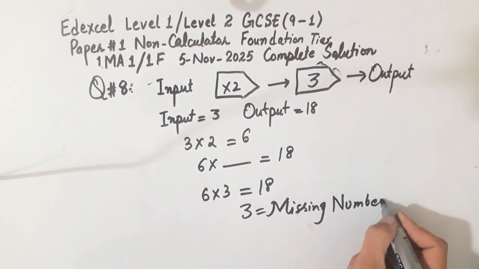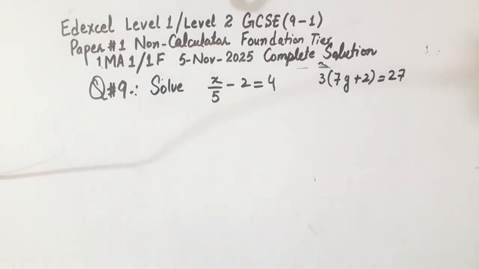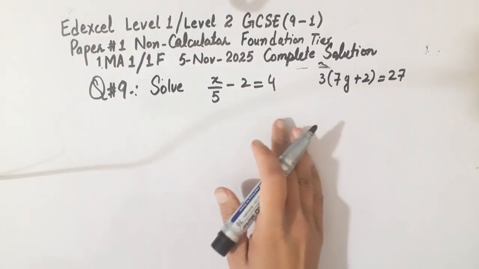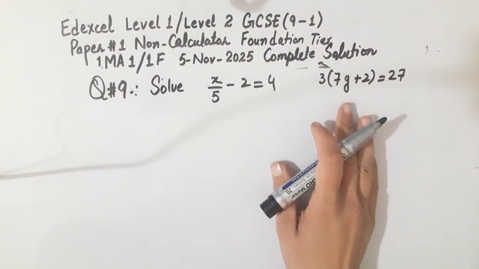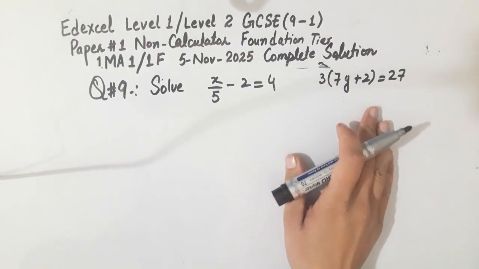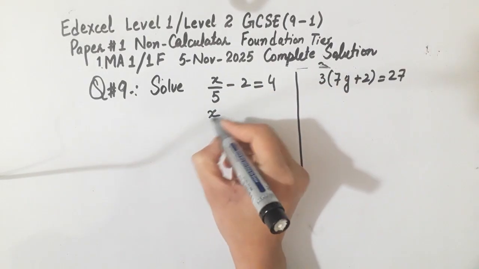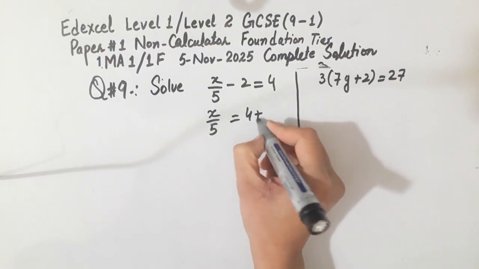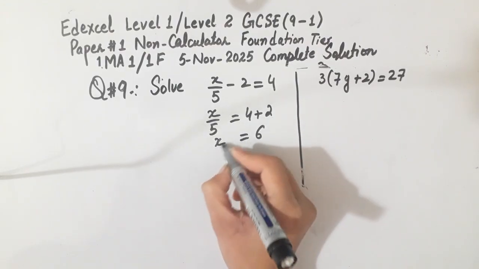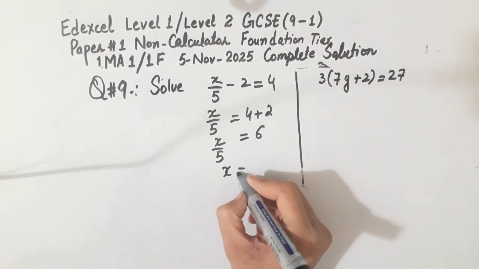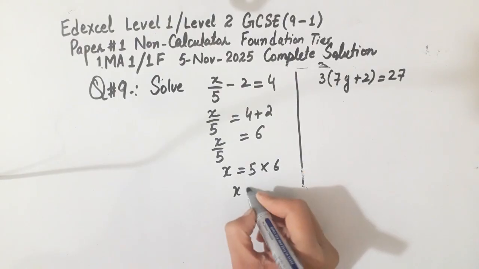Now we will solve the next question. Now we will solve this as x by 5 minus 2 equals 4 and 3 into 7y plus 2 equals 27. So you have to find the value of x. So x by 5 equals 4 plus 2, that is 6. So x by 5 equals 6. So x equals 5 multiply 6, that means 30.